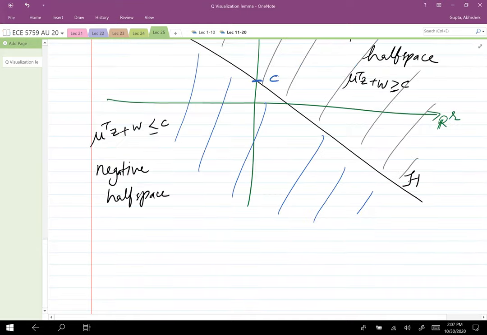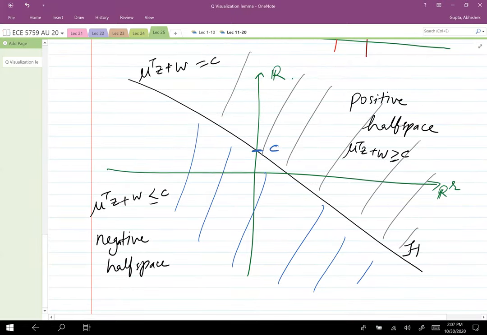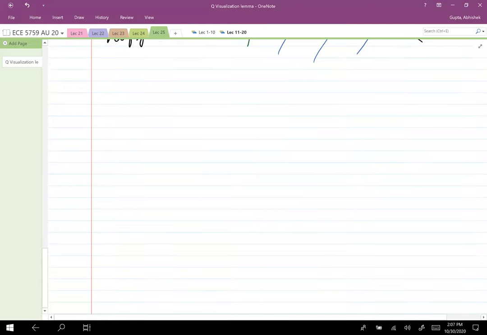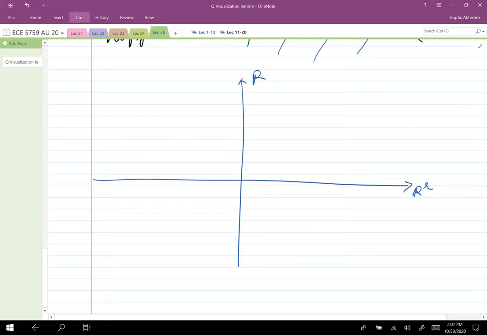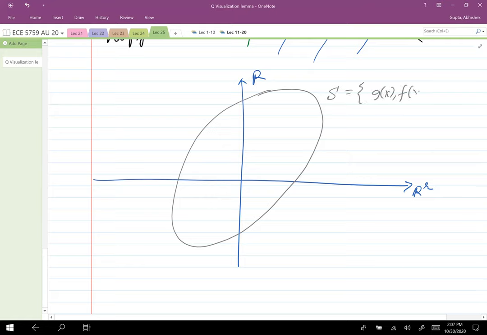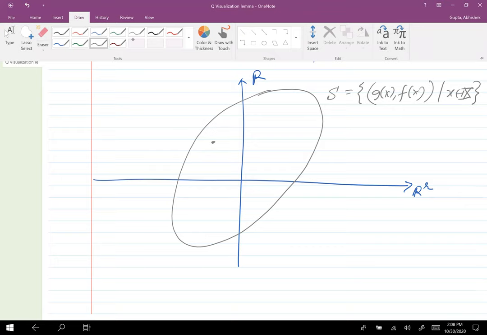Now, so far we have looked at the space R^n cross R and we have looked at the different facets of a hyperplane in this particular space. Now let's superimpose S on top of this. So this is my R^n, this is my R. I'm going to draw a set S. This is my set S, which is g(x), f(x), x in capital X. And let's pick a point. I just want to pick a point. This point is actually, there was one more thing I want to talk about in the hyperplane business.